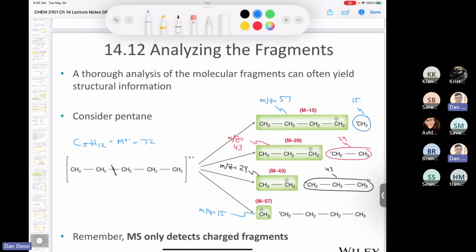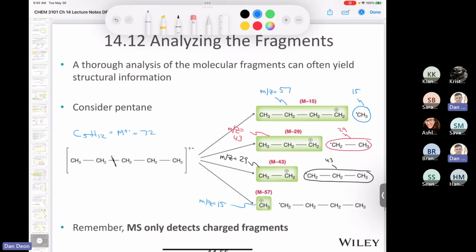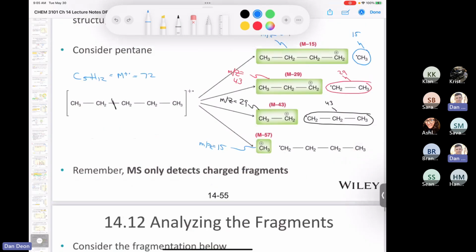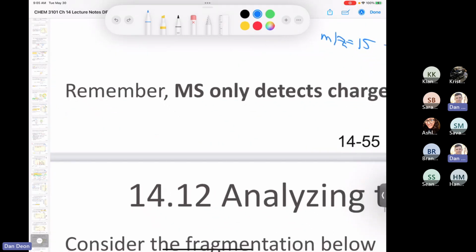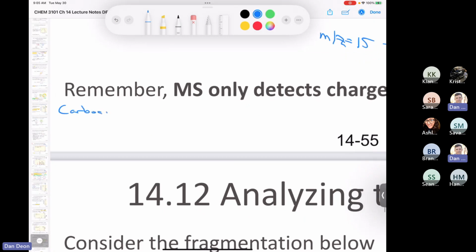Now remember that all of these fragments are not going to have the same abundance, okay? Some of them are going to be more abundant than others. For example, you're going to see more of any of these than you would of this one here. That's based on the stability of a carbocation, because when we have a carbocation, you should remember that carbocation stability. Let me just scribble it down here. When we're talking about carbocation stability, right?